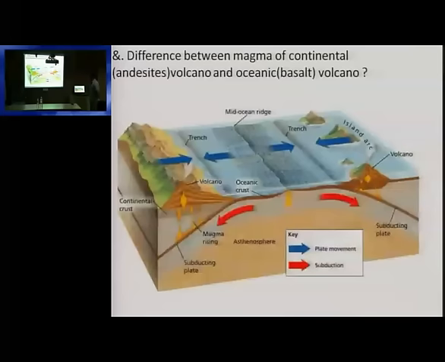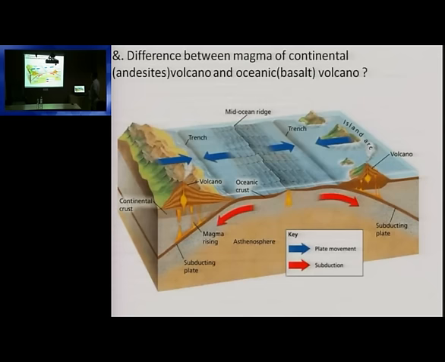Let us see this. What is the difference between the magma of a continental volcano and an oceanic volcano? There are two types of volcano in brief: one is continental, one is oceanic. Oceanic, in simple terms, is when the magma travels from the mantle and comes out, and it is 100% basaltic in formation.